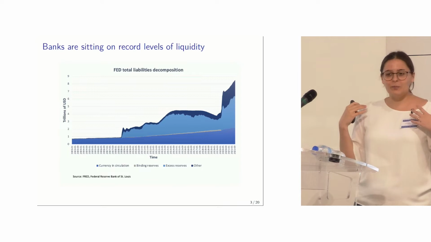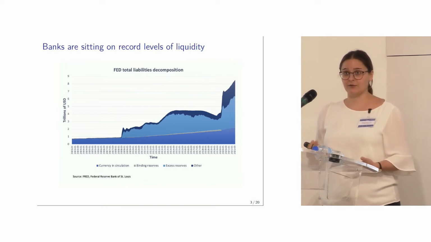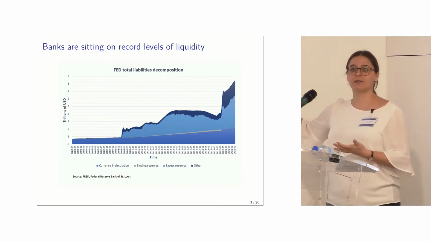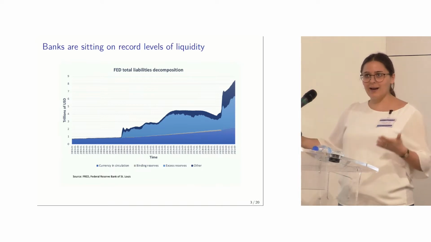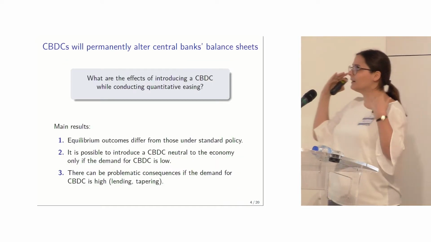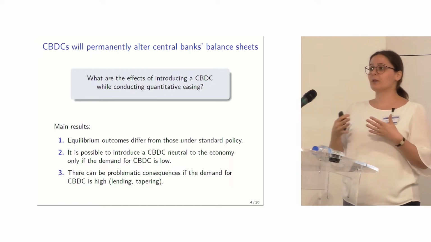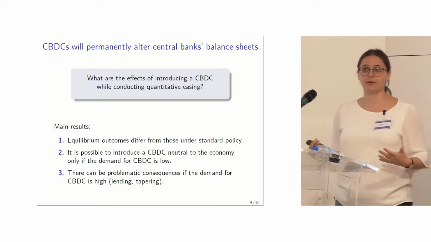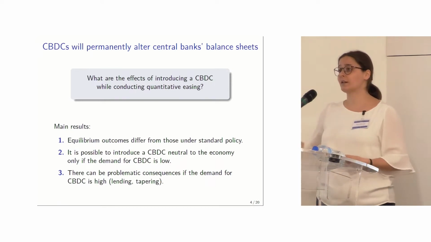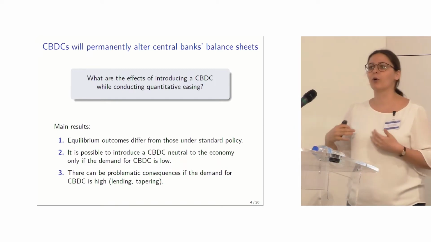As I was saying before, a central bank digital currency will be a new type of liability for the central bank. So we are trying to understand what's going to happen to the balance sheet of central banks if we add another liability on top of those. For sure, CBDC will permanently alter the central bank's balance sheet, and we want to understand what the consequences will be for the rest of the economy. What's going to happen if we introduce a central bank digital currency while we're conducting quantitative easing? What's going to happen on the asset side, on monetary policy, and for example on banks' lending?